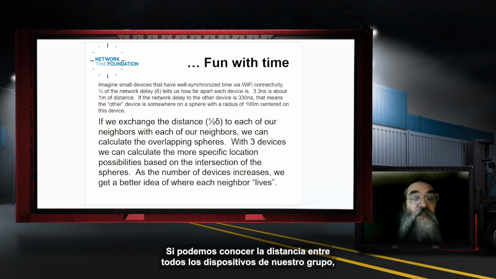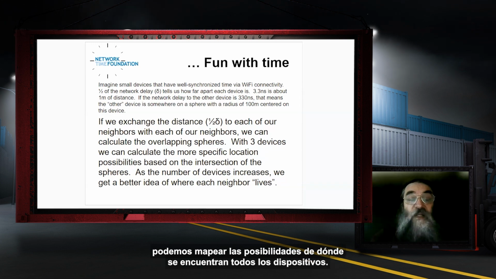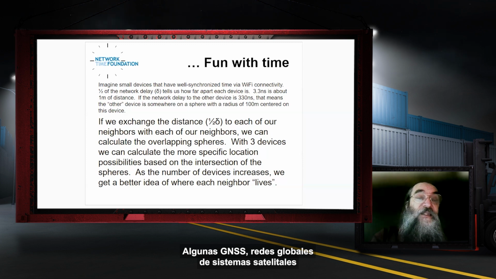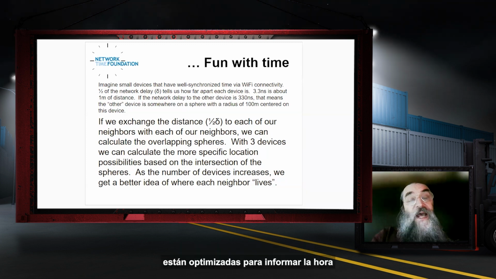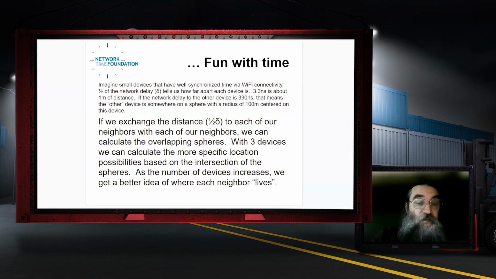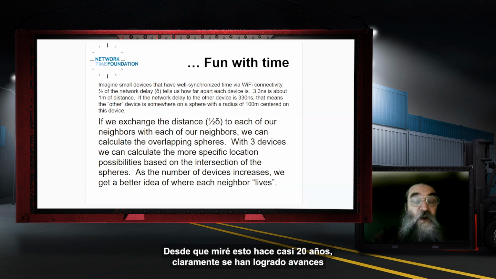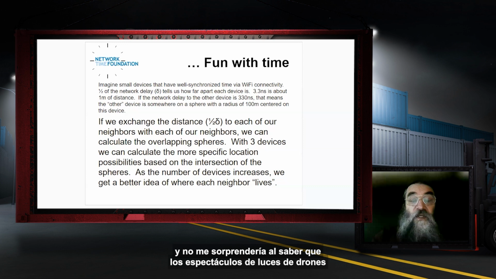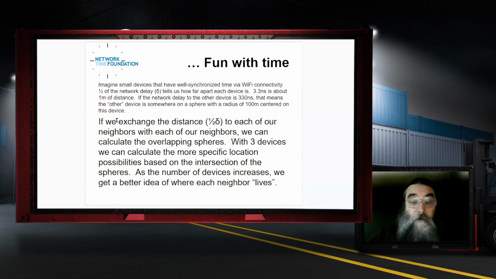If we can learn the distance between all the devices in our group, we can map the possibilities of where all the devices are. Some GNSS, the global network satellite systems, are optimized to report time, and others are optimized to report their location. Since I looked at this nearly 20 years ago, advancements have clearly been made, and I would not be surprised to learn that the drone light shows that you can now see are using technology that relies on these concepts.